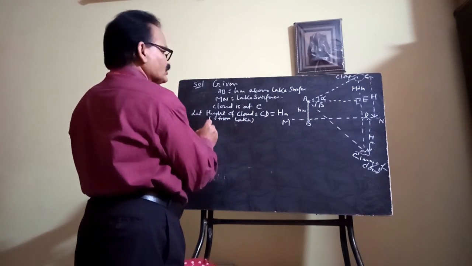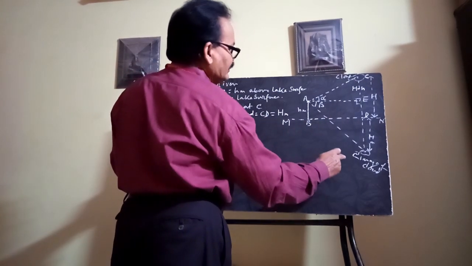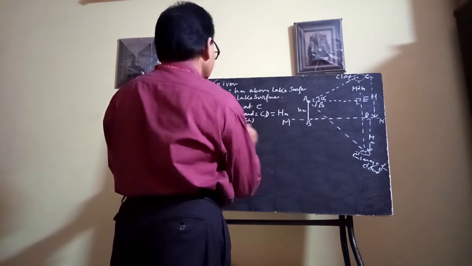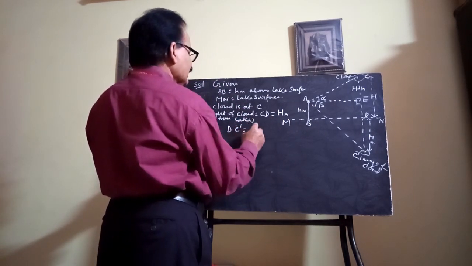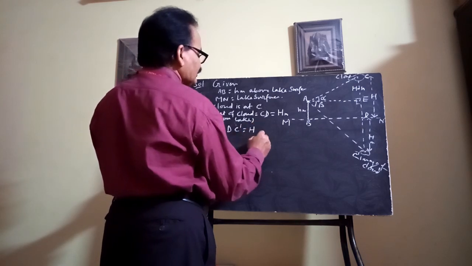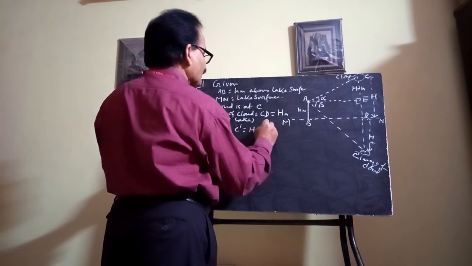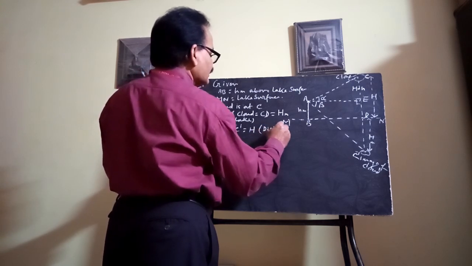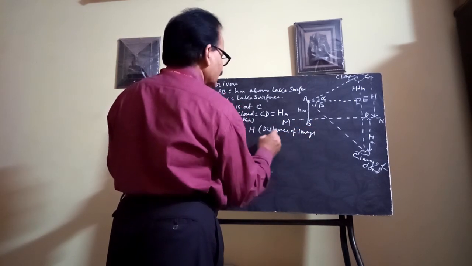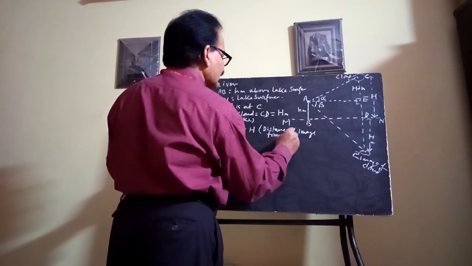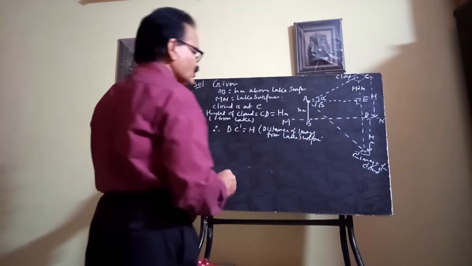Then you see this CD must be equal to DC dash. Therefore DC dash is also H, because this is the distance of image from lake surface. So DC dash.